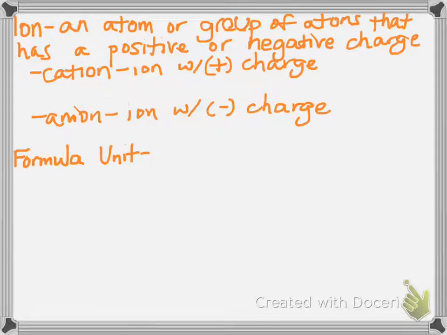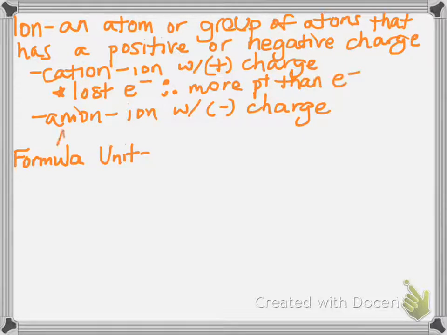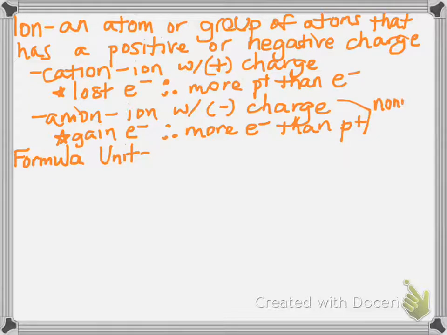Remember, to get a positive charge, it's because we have lost electrons. Therefore, we have more protons than electrons. And when we talk about an anion, we have gained electrons. Therefore, we're going to have more electrons than protons. Remember, anions typically are going to be your non-metals, and cations are going to tend to be your metals.